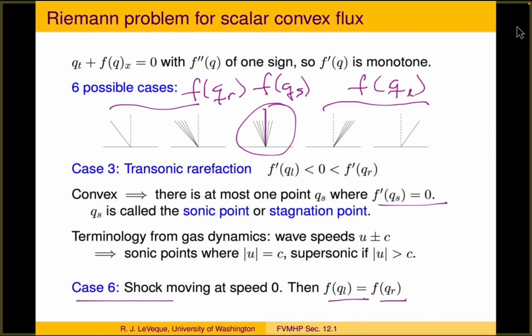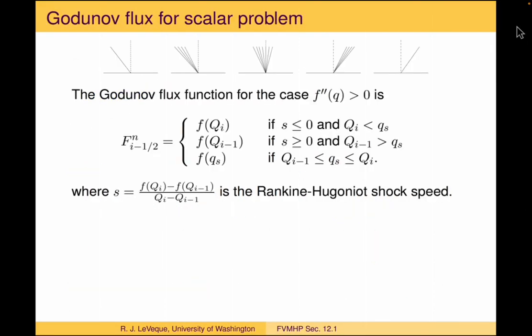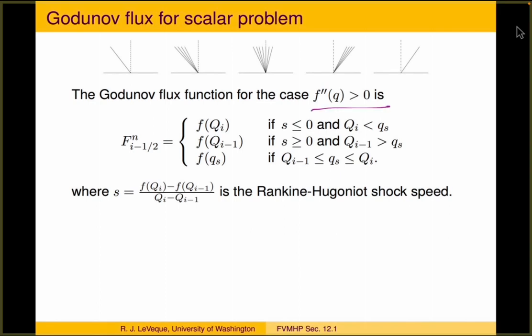So for a convex scalar problem, if we look at solving the Riemann problem and then try to compute the flux along the interface, or along the line x equals 0 in this picture, there's really only 3 possible values that the flux can take, these 3 values written up here at the top. The formulas are slightly different if f double prime is negative everywhere, but in the case where f double prime is positive everywhere, then these are the formulas for the flux at the interface.